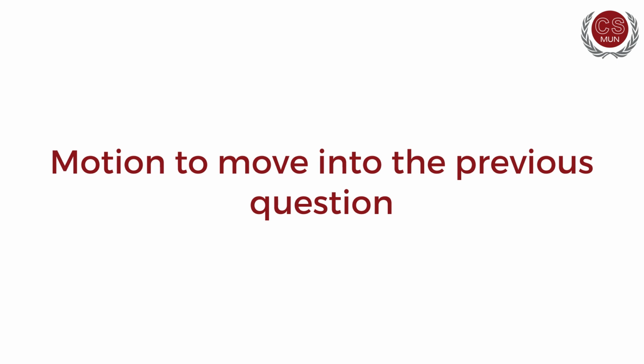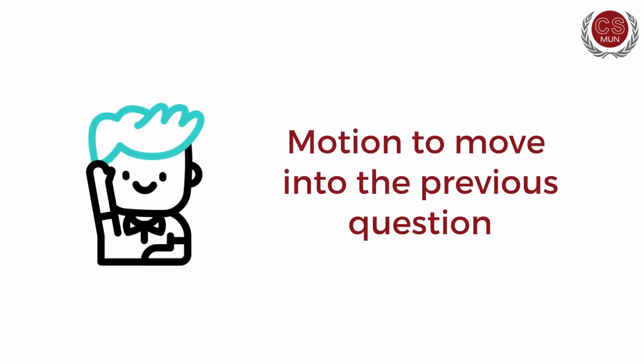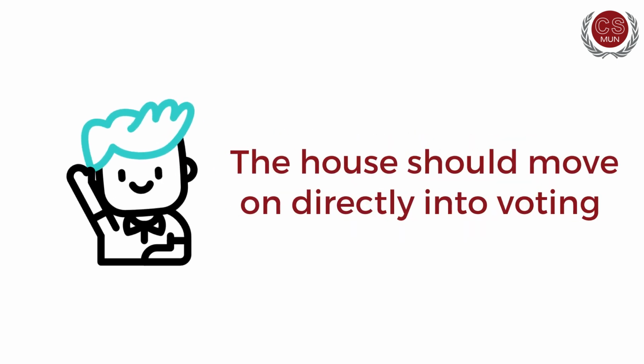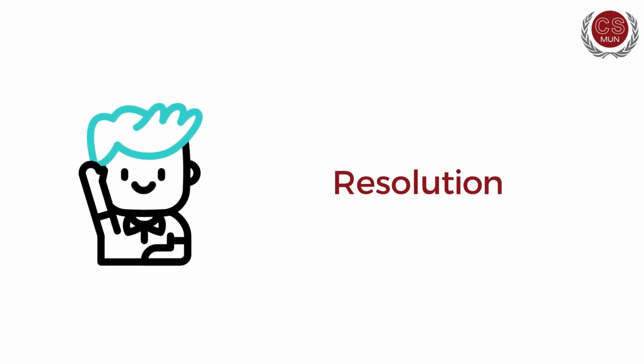Up next, we have the most often used motion to move into the previous question. If whatever is being debated appears redundant or pointless to entertain, a delegate can call out this motion with their placard raised. This is the delegate's way of stating that the House should move on directly into voting procedure on either the amendment or the resolution as a whole.